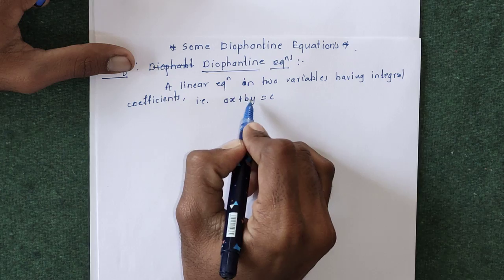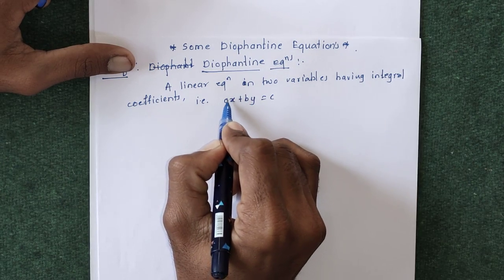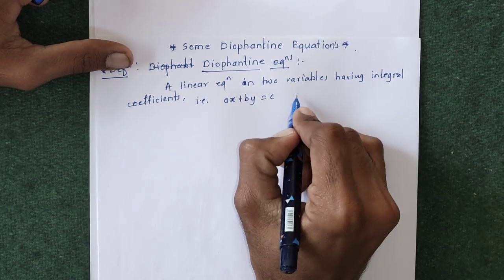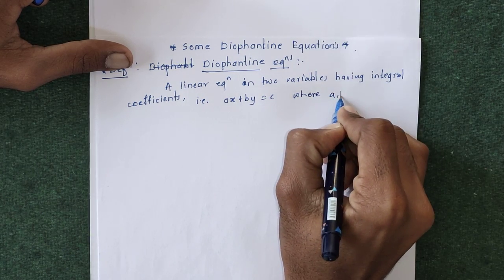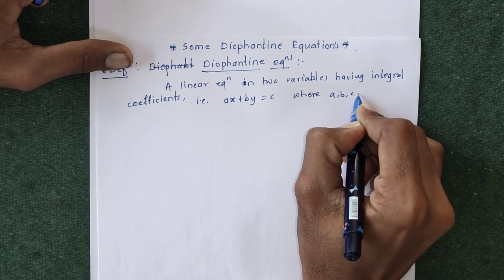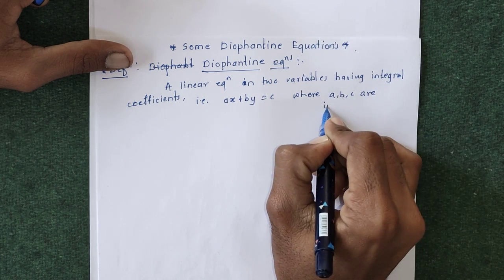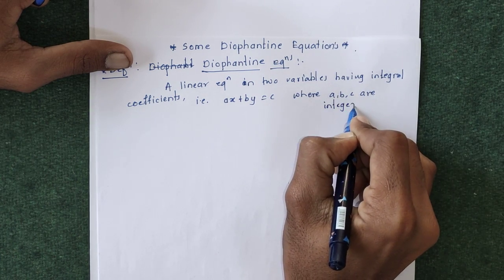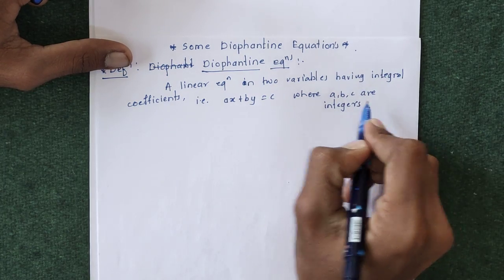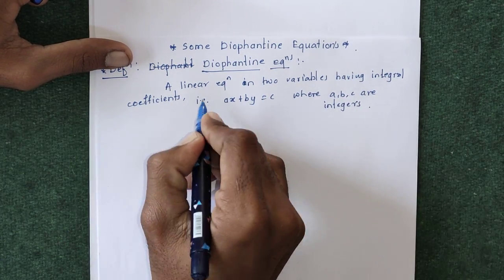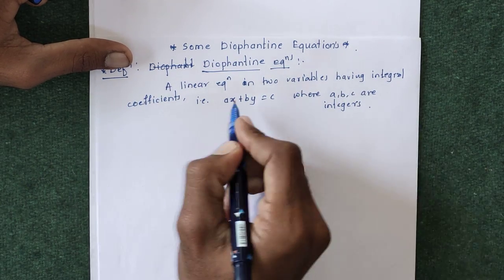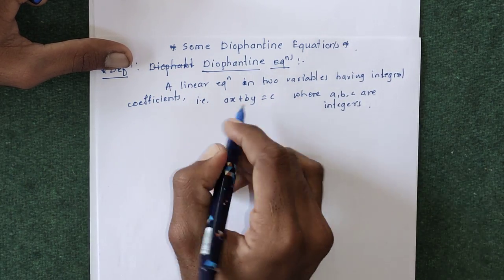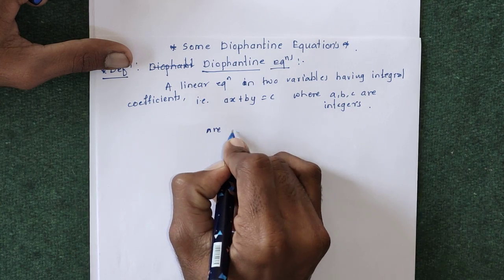So this is an equation in variables x and y with coefficients a, b and c, where a, b, c are integers. So these equations are called Diophantine equations. The linear equation in two variables having integral coefficients, that is, the equation of this form, is called a Diophantine equation.